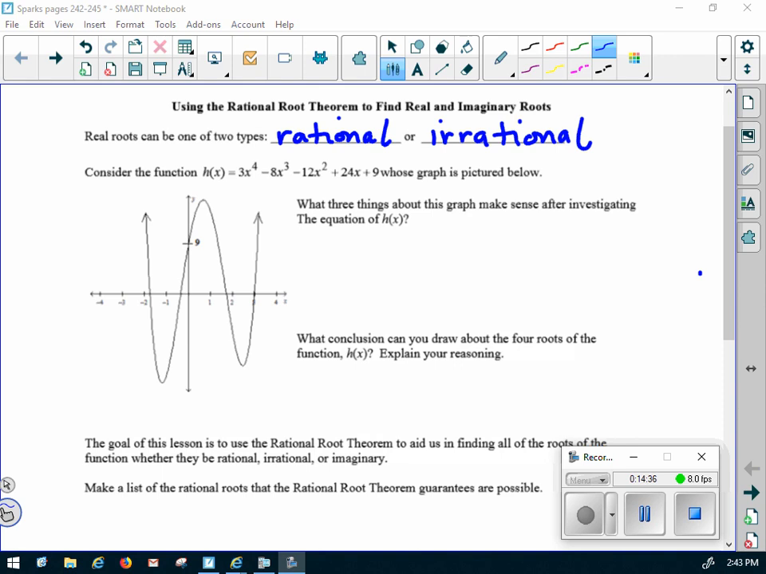That's what I was looking for. Y-intercept. Y-intercept. Good. Now listen, you don't have to write all this stuff down if you don't want to. I'm going to post the filled in notes.